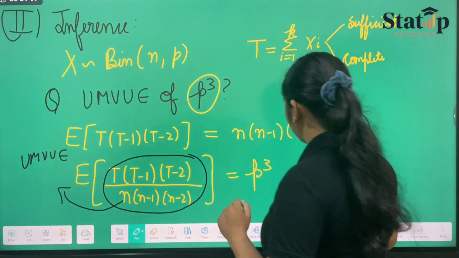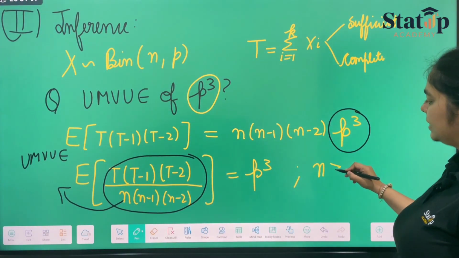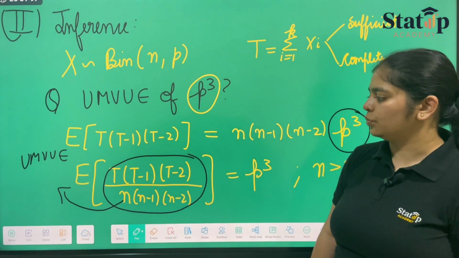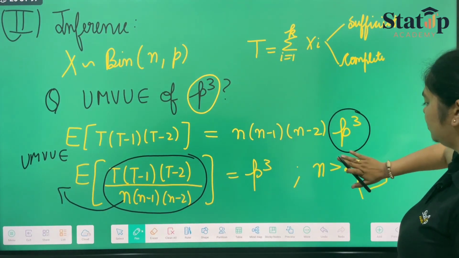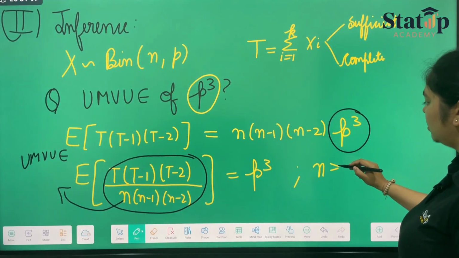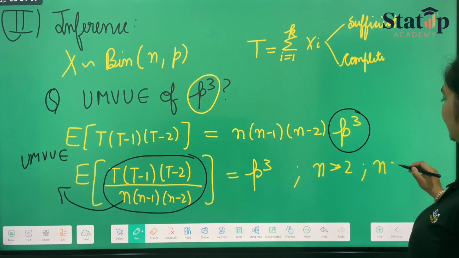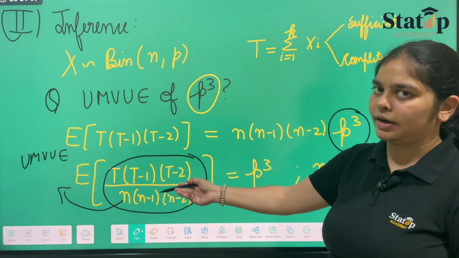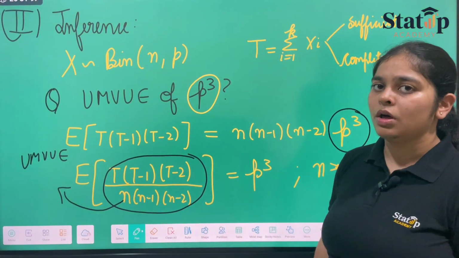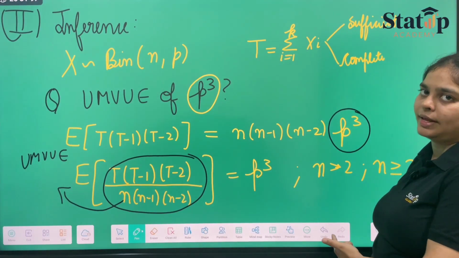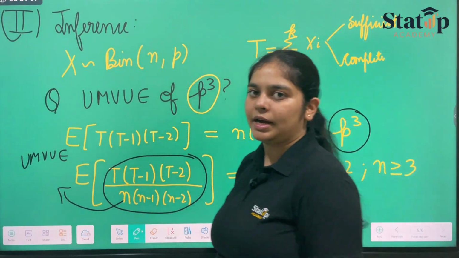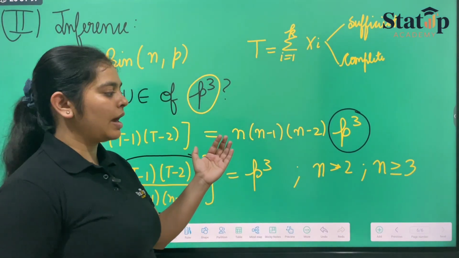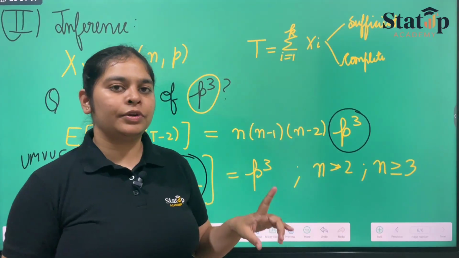And one more thing is there: for all n greater than 2, or we can say n greater than or equal to 3. Because if it is equal to 2, then this will become infinite, which is impossible because the denominator is 0. So hence we have to mention this condition as well. And in the exam there might be a condition regarding this. Here we have found the UMVUE of p cube.